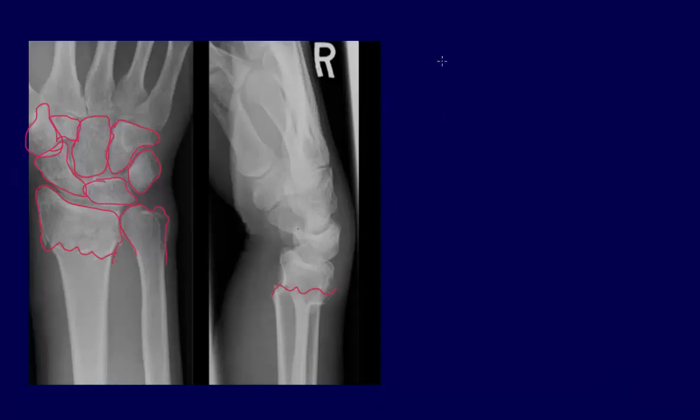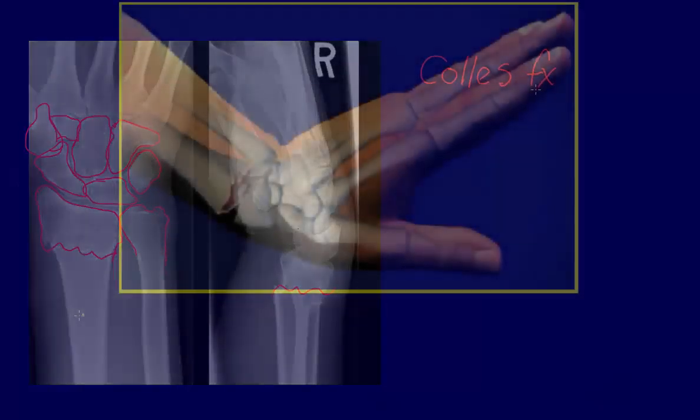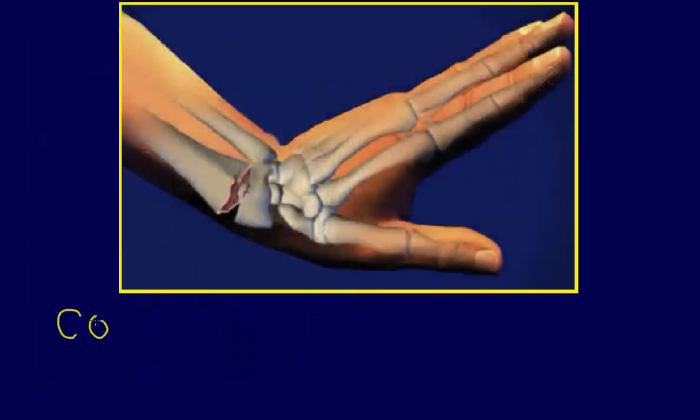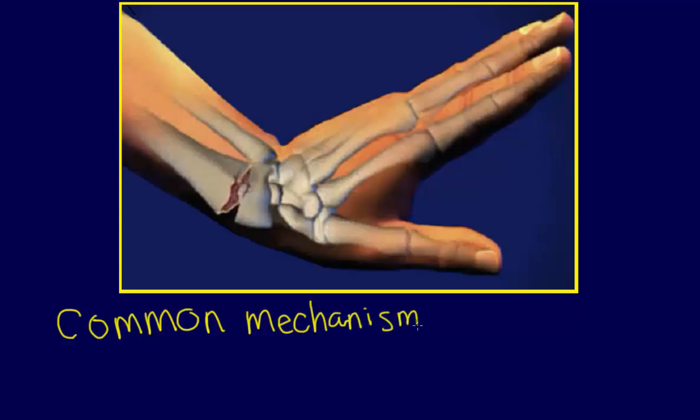And this is called a Colles fracture, which we'll talk a little bit more about in just a second. A Colles fracture is commonly seen in high impact traumas and in elderly patients with osteoporosis. The common mechanism of a Colles fracture is falling on an outstretched hand.